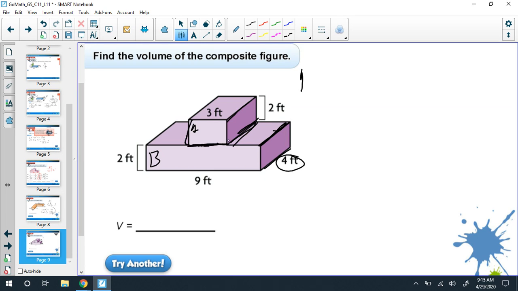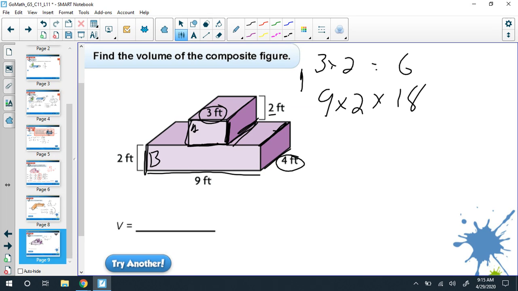So our top prism up here, we have our length of 3, and then this measurement is given to me back here. It's 2, so I get 3 times 2 for the area of prism A, which is 6. Coming down here to B, it is 9 feet across by also 2 feet tall. And 9 times 2 equals 18. I just add together 18 plus 6, which is 24.